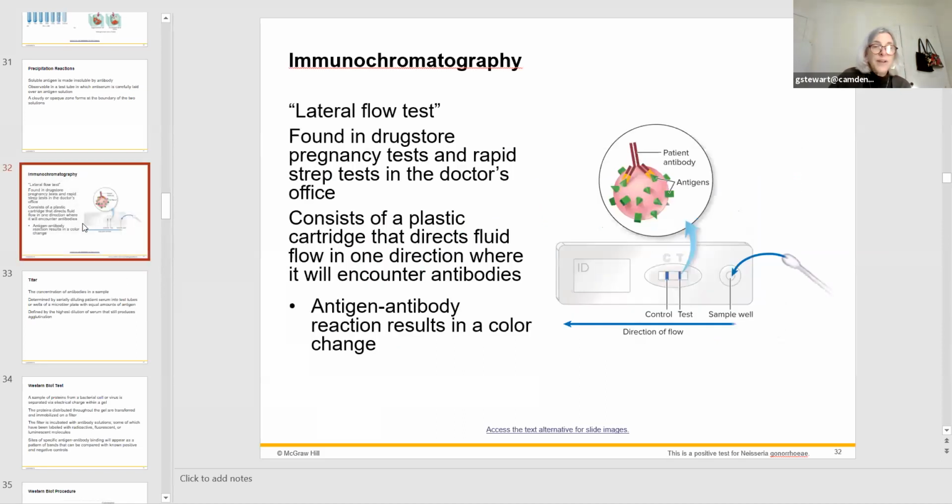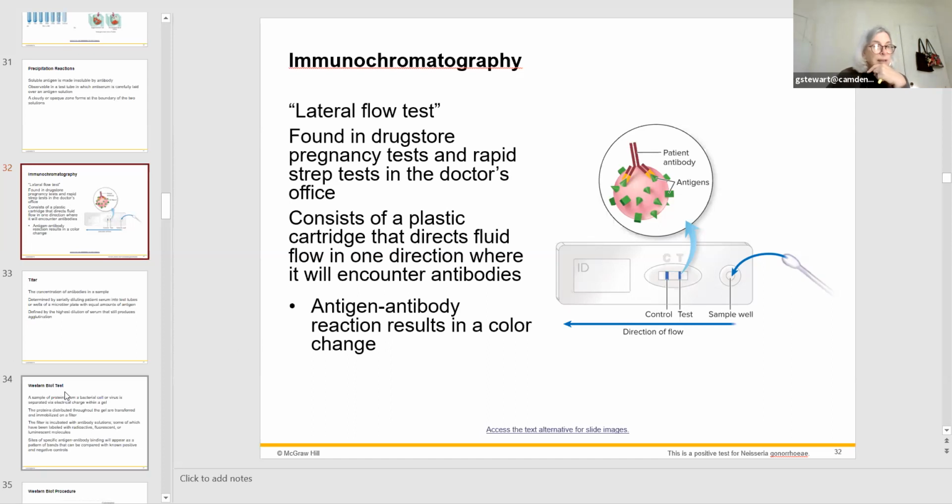The immunochromatography, I thought this was kind of interesting. This is showing an example using a test for Neisseria gonorrhea, I think, or Neisseria meningitidis. Gonorrhea. So it's called lateral flow tests, right? So it's like a rapid pregnancy test. You put the sample in fluid and it slides across a piece of paper basically, right? Where it will encounter the antibodies and then it results in a color change, whether you're positive or negative.